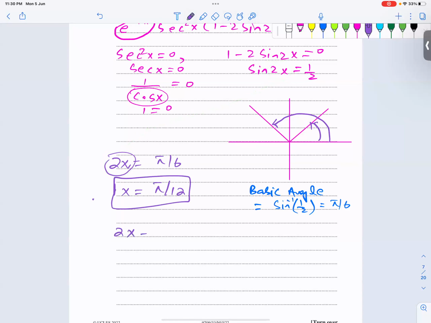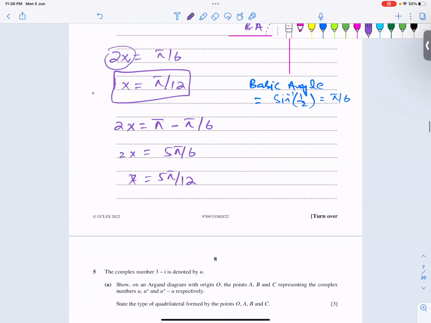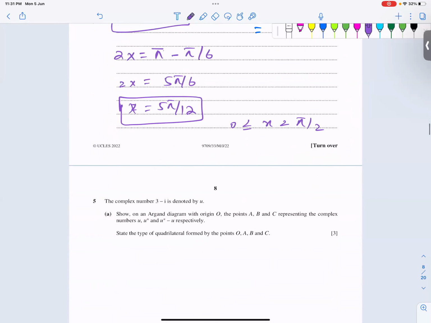Next, the next angle is this angle. Okay, so this angle will be 180, or I can write pi minus pi by 6, which is the basic angle, because this is the basic angle. Okay, so this will be 2x is equal to 5 pi by 6. X will be 5 pi by 12. And both the values are in the given domain. Okay. So we have x is equal to pi by 12 and x is equal to 5 pi by 12.